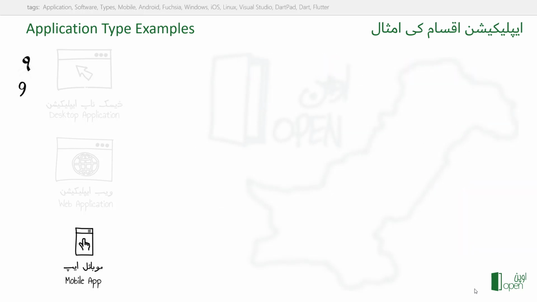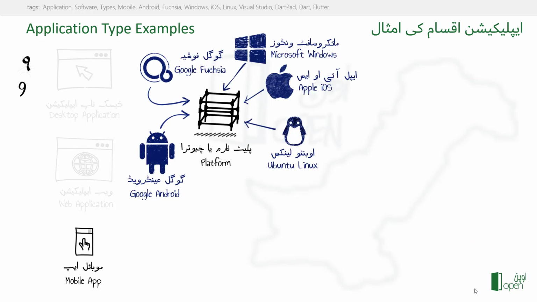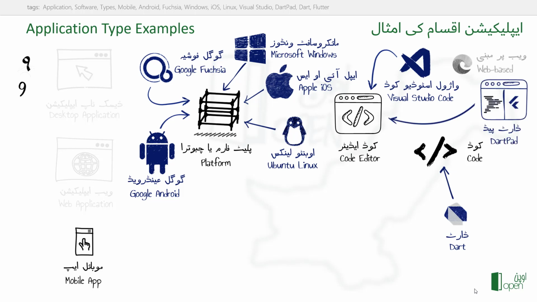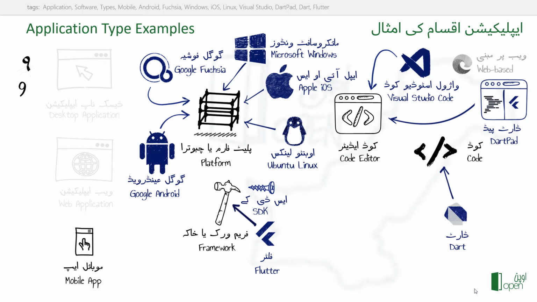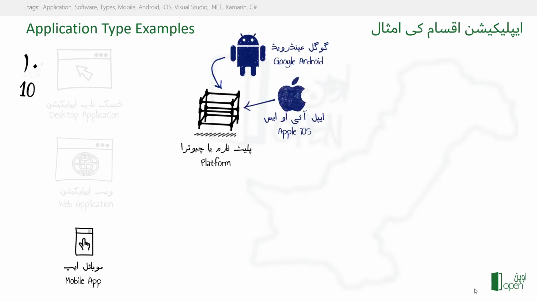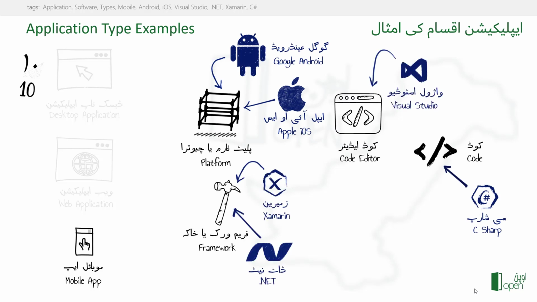A developer may choose to deploy a mobile app to Google Android, Google Fuchsia, Microsoft Windows, Apple iOS, or Ubuntu Linux using Dart as the programming language, written in either Visual Studio Code or Dartpad in a web browser. The Dart language uses the Flutter framework, which really is an SDK or software development kit. The developer can also choose to deploy to Google Android or Apple iOS devices using C# written in Visual Studio, and use Xamarin and .NET as programming frameworks.